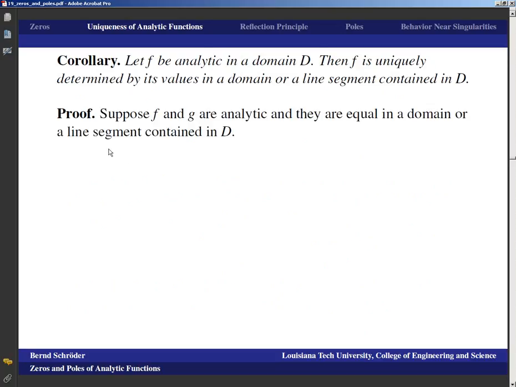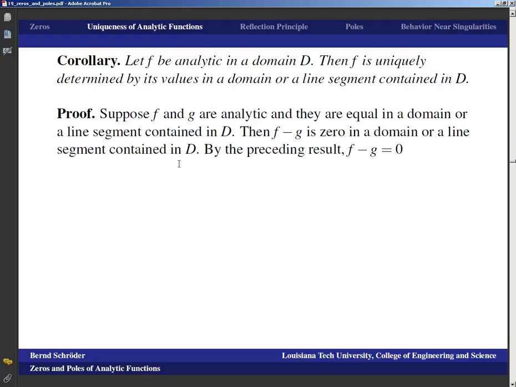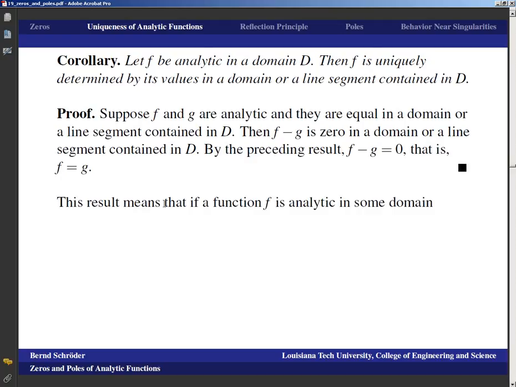So, for example, proof: if f and g are analytic and they're equal in a domain or a line segment contained in D, well, then their difference is 0 in a domain or line segment contained in D. And that means, by the preceding result, that f minus g is equal to 0, and that means that f is equal to g. So f minus g is equal to 0 in a subset, by the preceding result f minus g is equal to 0, and that means f is equal to g, and that's it.